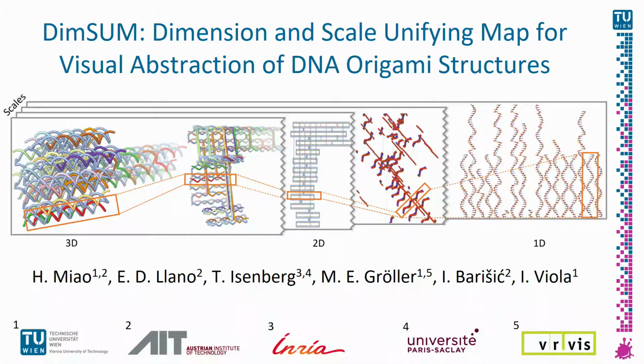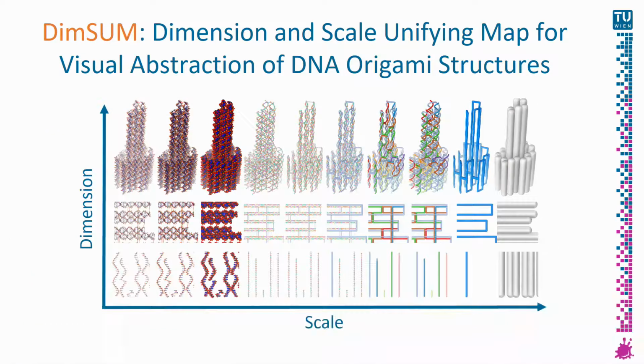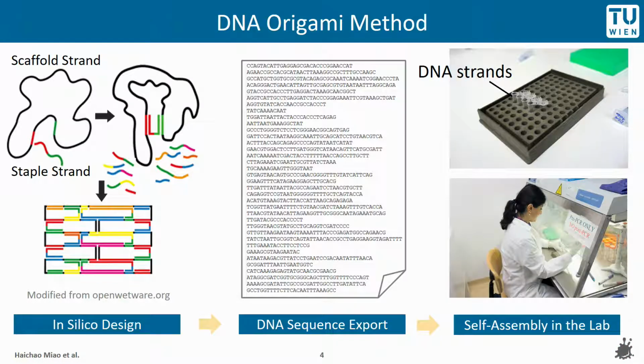So I'll be talking about how to visualize and modify DNA origami structures in different scales and dimensions, and I will describe a map that allows interaction in this abstraction space. So first of all, what is DNA origami?